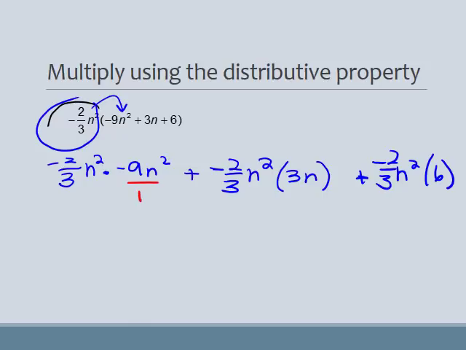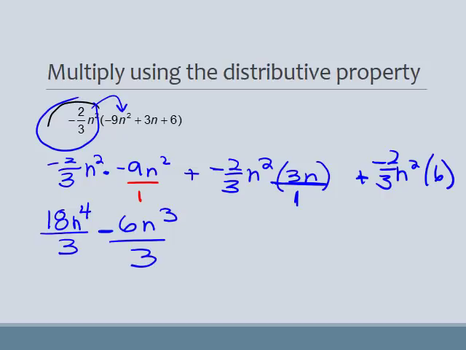and then you just multiply straight across. If you know how to cross reduce, you can do that as well. Negative 2 times negative 9 is 18. So we get 18n, and we add the exponents to the fourth divided by 3. Again, we can write this over 1, multiply numerator to numerator so that you get minus 6 n squared times n is n cubed over 3.